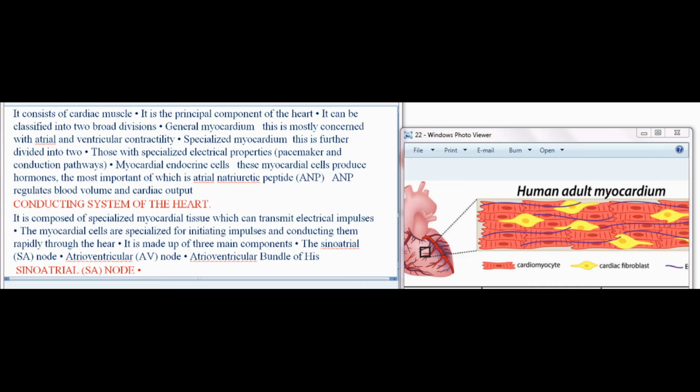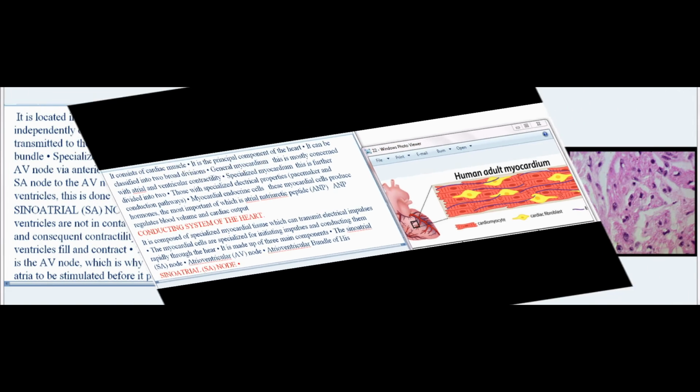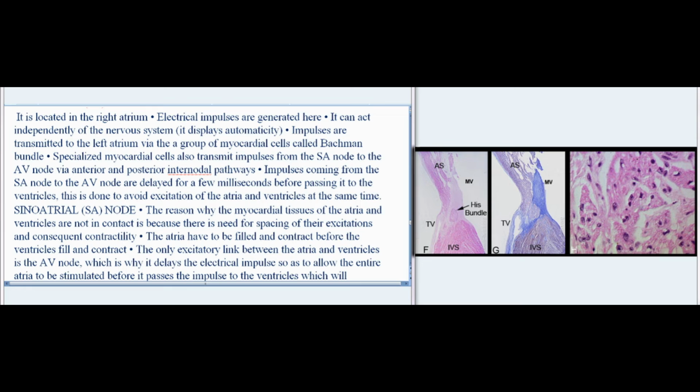Sinoatrial SA node. It is located in the right atrium. Electrical impulses are generated here. It can act independently of the nervous system. It displays automaticity. Impulses are transmitted to the left atrium via a group of myocardial cells called Bachmann bundle. Specialized myocardial cells also transmit impulses from the SA node to the AV node via anterior and posterior internodal pathways.